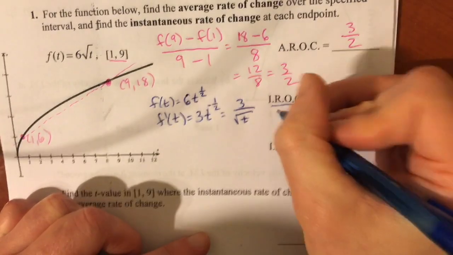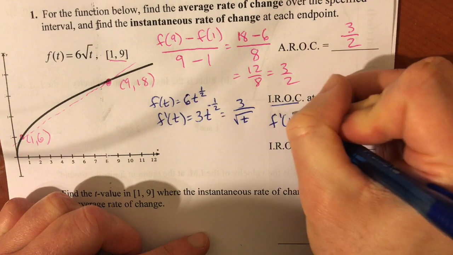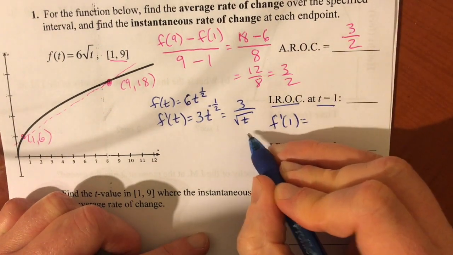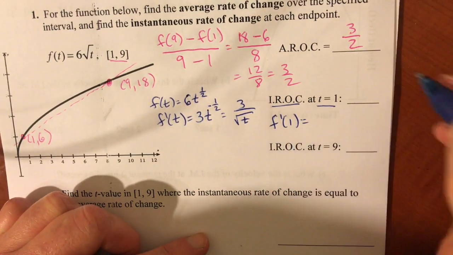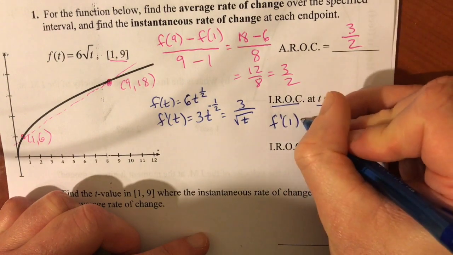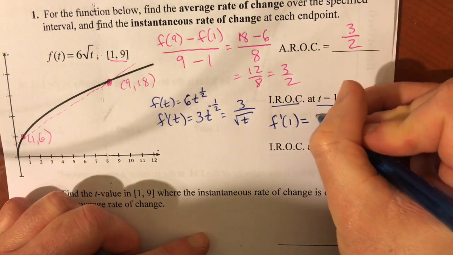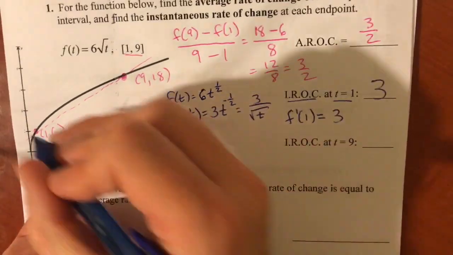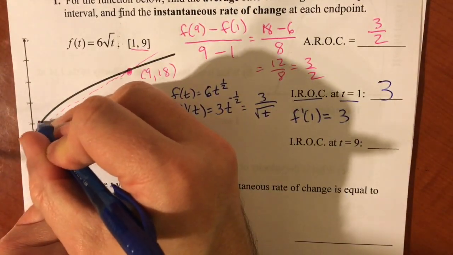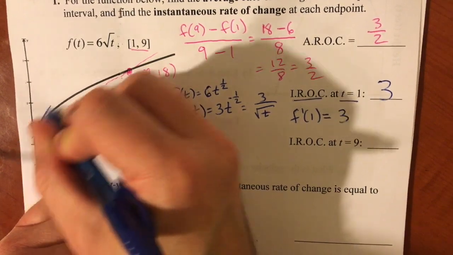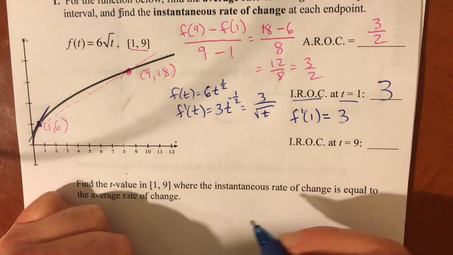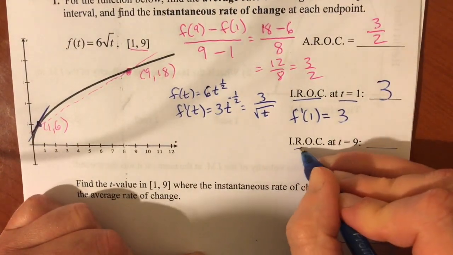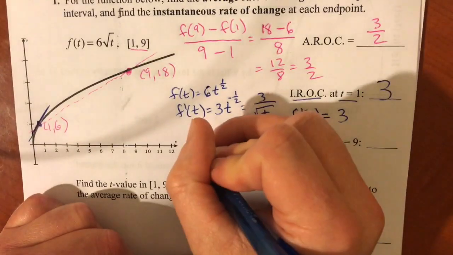So at 1, you plug 1 into that derivative. F prime of 1, notice the notation, hopefully you're getting conscientious about that. 3 over the square root of 1 is 3. And there we go. Just showing you that at that point, that curve is fairly steep. It's got a slope of 3 at that split second. The instantaneous rate of change at 9.